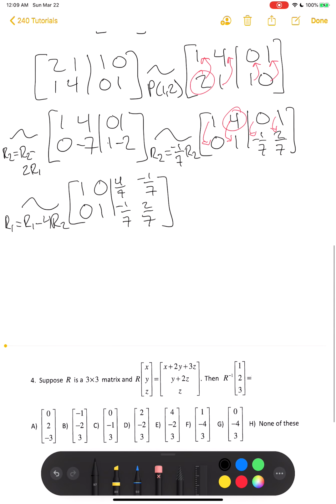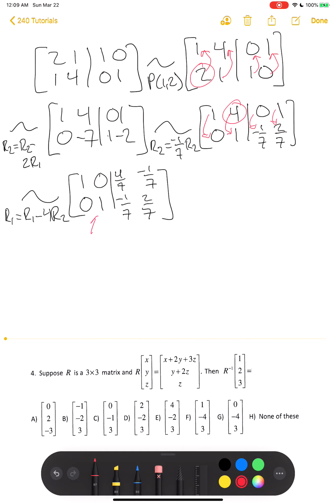So I have the identity on my left-hand side here. Great. And then I have what appears to be A inverse on my right-hand side. So A inverse then is equal to 4 over 7, negative 1 over 7, negative 1 over 7, and 2 over 7.